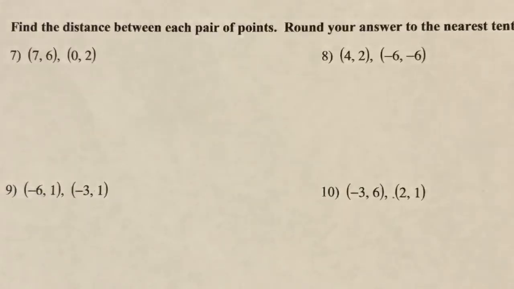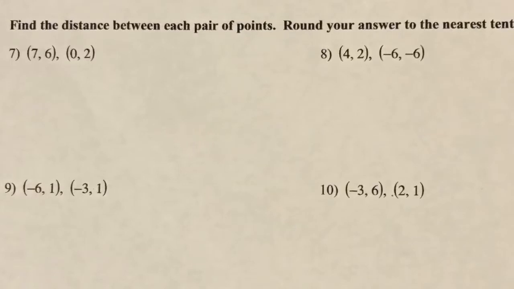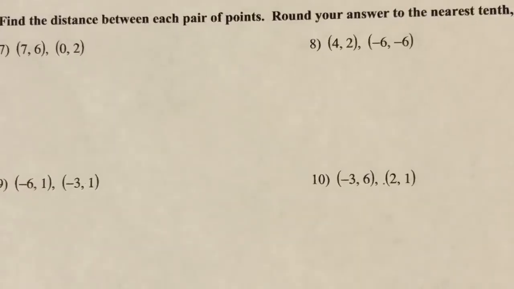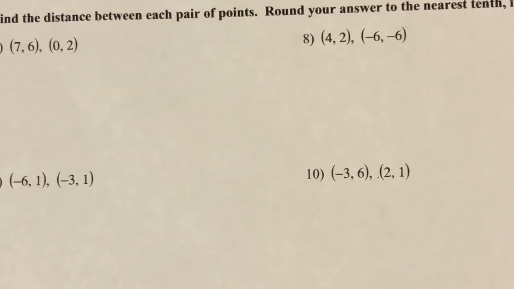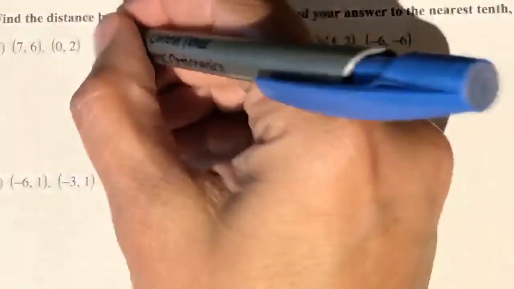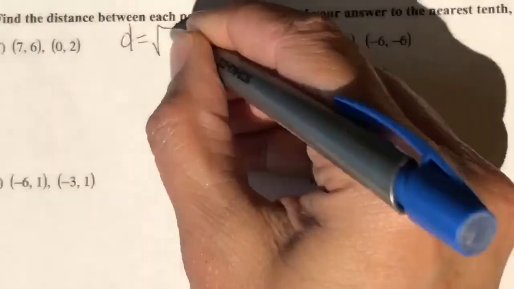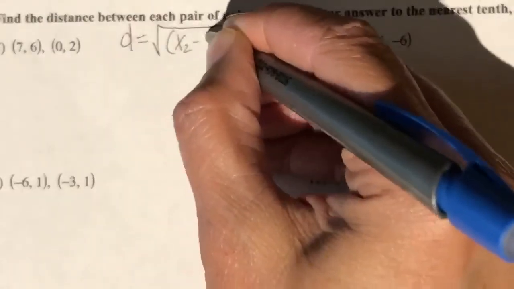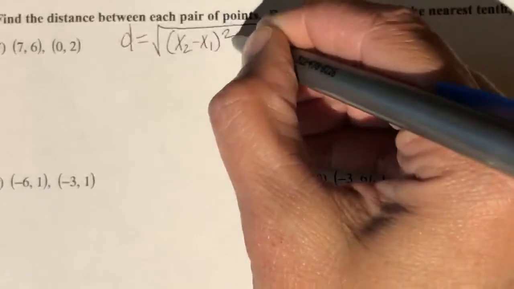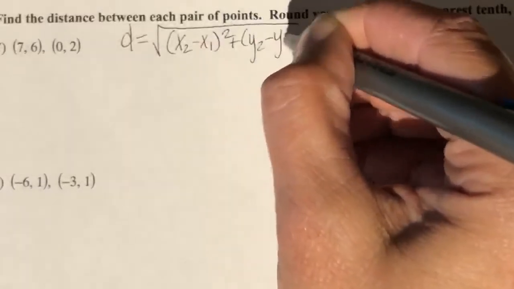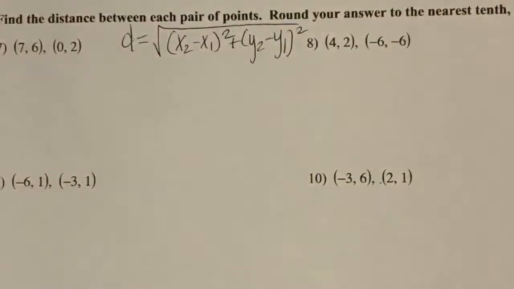Okay, cool. All right, so I'll go ahead and do number 7. This is the one where we did the distance formula. So find the distance between each pair of points. If you remember, the distance formula was that nice ugly thing. The d equals the square root of x2 minus x1 squared plus y2 minus y1 squared. Okay, that's the distance formula.